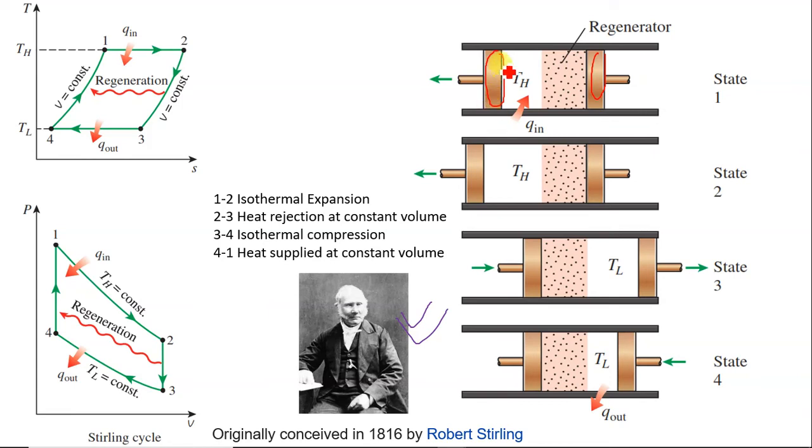Now initially the piston is as shown at state number 1. So initially the piston will be at state number 1. The bottom one is the PV diagram, and this top one is the TS diagram. Now what happens? There is isothermal expansion. Now what happens in this case? The piston is at this position, this piston is at this position. Heat is supplied.